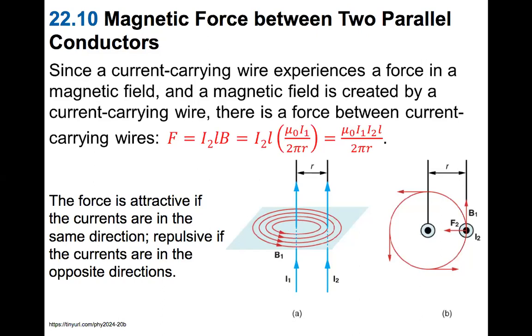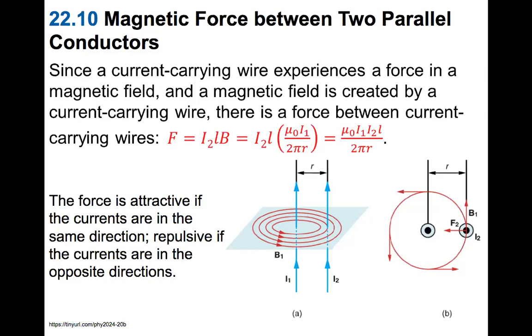Okay, your four fingers are going to be in the same direction of the magnetic field. So at that particular point, the magnetic field is going to be in this direction, going into the screen, on the position of the right wire. So the magnetic field produced by the left wire is going to be pointing into the screen.